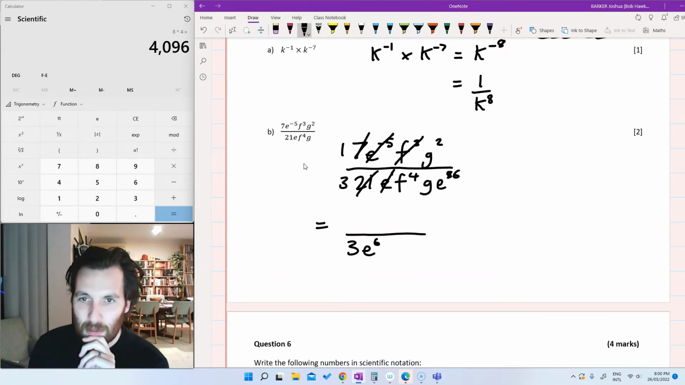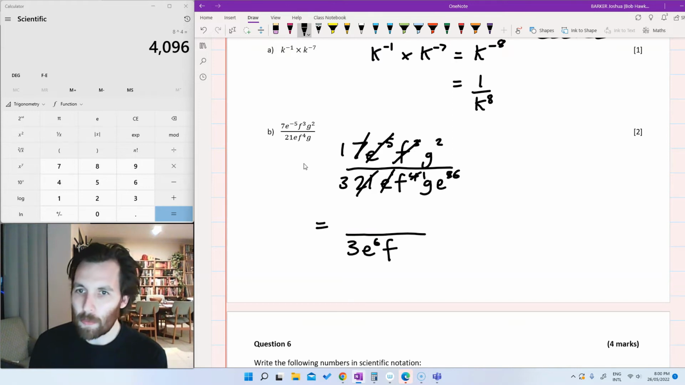f to the power 3 divided by f to the power 4 gives me f to the power 1 in the denominator. So just f there. And then we've got g to the power 2 divided by g, which will just give me g to the power 1 in the numerator.